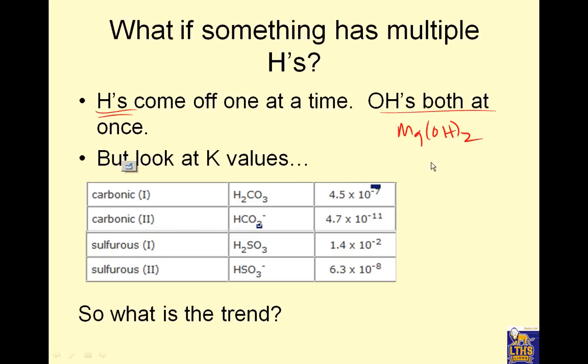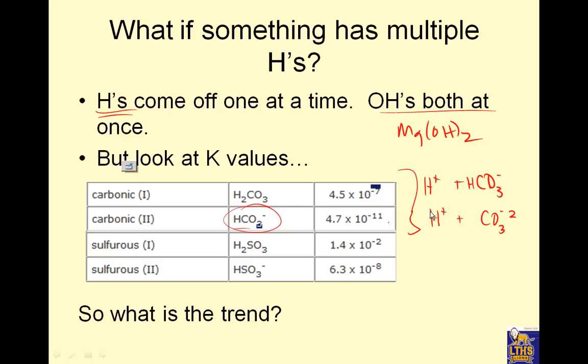Here are 2 different Ka values for carbonic acid. The first one is a Ka for the first hydrogen breaking off, and then the second one is a Ka for the second hydrogen in carbonic acid dissociating. So what's the trend? Well, the second dissociation shows that this acid is a much weaker acid than this acid. This happens to a much lesser extent than this.